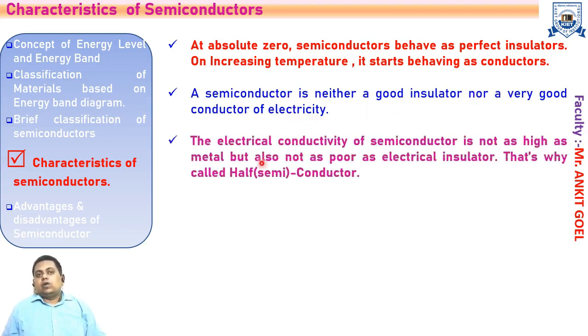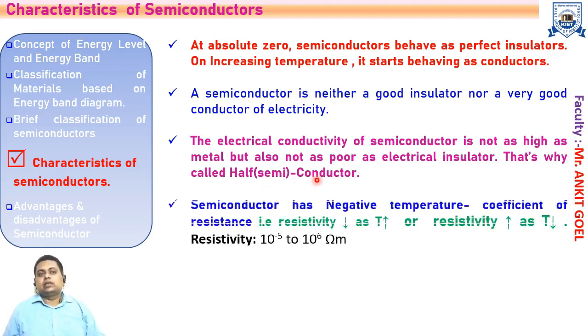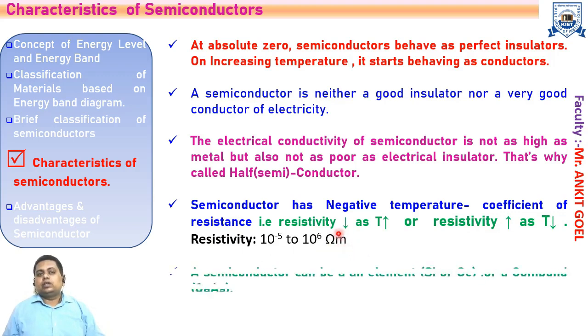A semiconductor is neither a good insulator nor a good conductor of electricity. As already discussed, its electrical conductivity is between that of a metal and an insulator. That's why it is called a semiconductor; semi means half, a half conductor. A semiconductor has a negative temperature coefficient of resistance: as we increase the temperature, the resistivity will decrease, and vice versa. Normally, the resistivity of a semiconductor lies in the range 10 to the power minus 5 to 10 to the power 6 ohm meter.